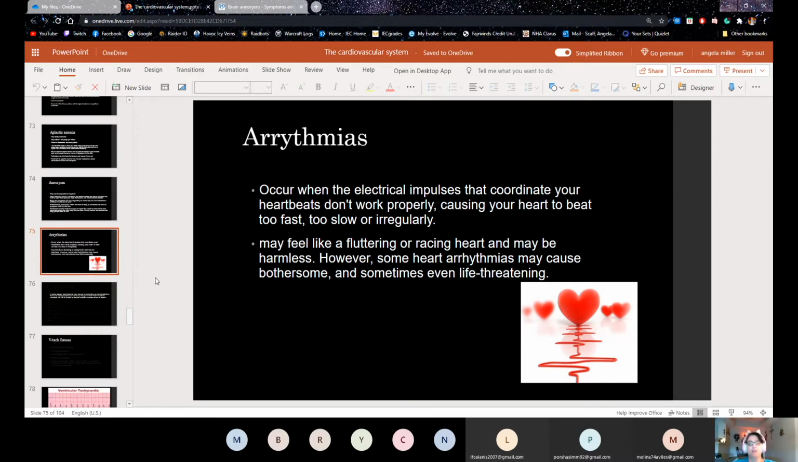But with anything that's not a normal sinus rhythm, it would be deemed an arrhythmia. Okay? An arrhythmia just means that it's not normal. And that means it could be anything from too slow to too fast to abnormal waves. And we're going to go back and talk about all of our waves again, and refresh your memory.